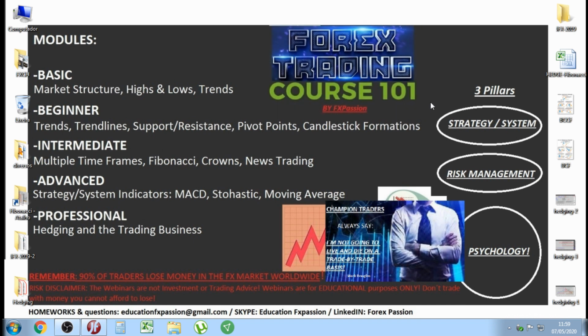Remember the three pillars. We are trying to build a strategy and/or a system that is easy to obey and easy to understand. We are trying to understand how risk management works, and the big one, the psychology part. And talking about psychology, let's say together, I'm not going to live and die on a trade by trade basis. This is a quote from Mark Douglas.